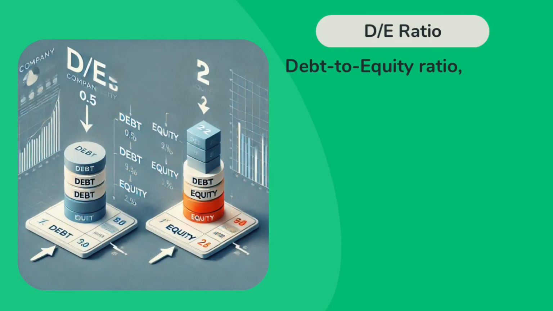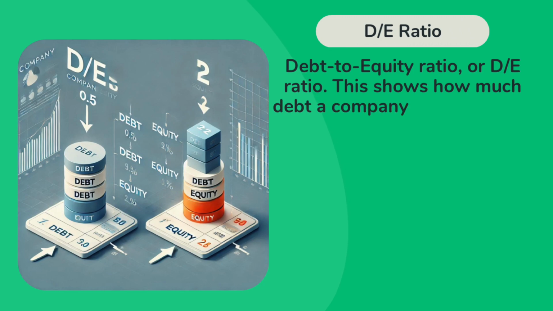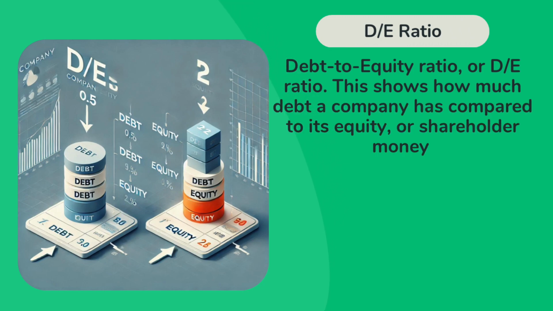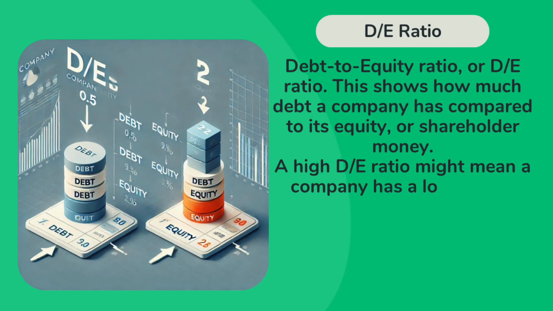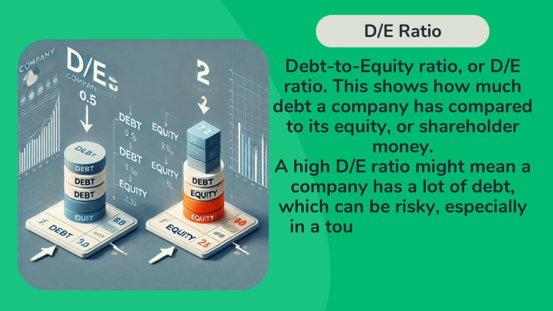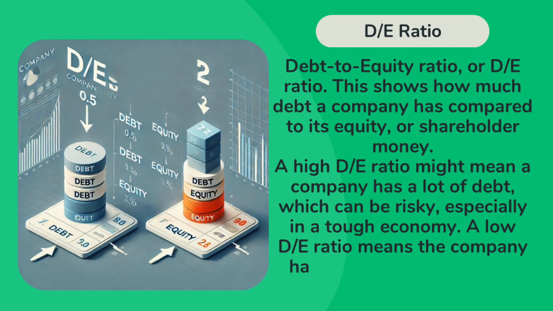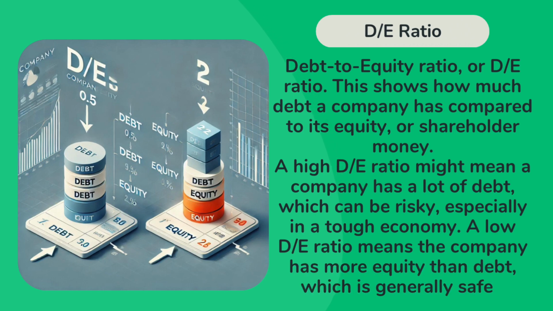Next is the debt to equity ratio or DE ratio. This shows how much debt a company has compared to its equity or shareholder money. For example, if company A has a DE of 0.5 and company B has a DE of 2, company B is more in debt, which might mean taking riskier choices.